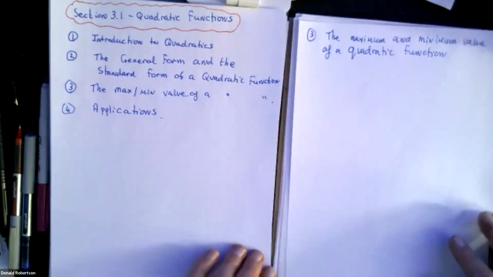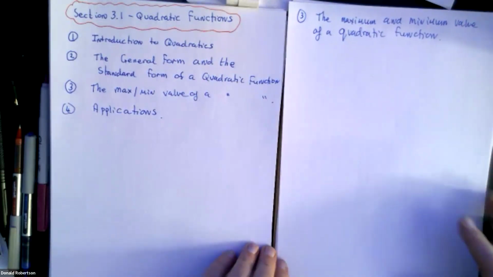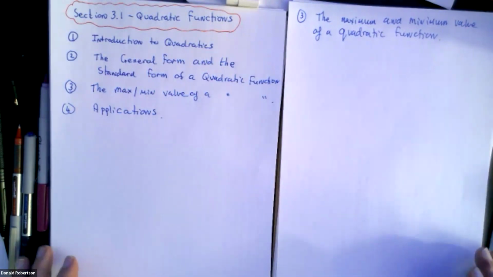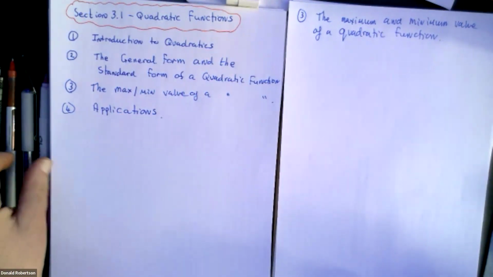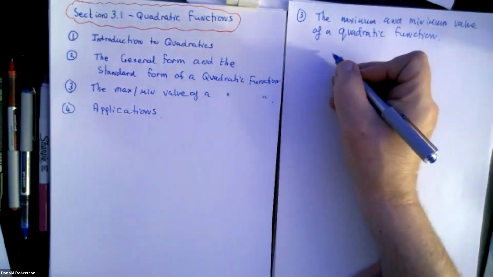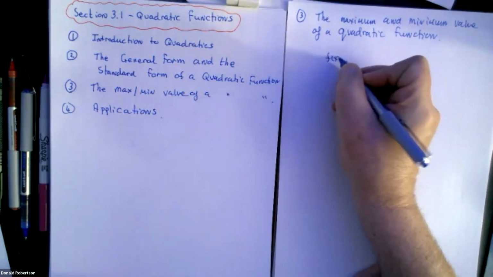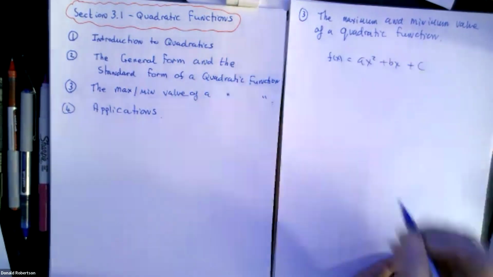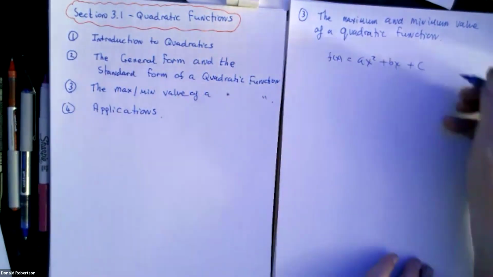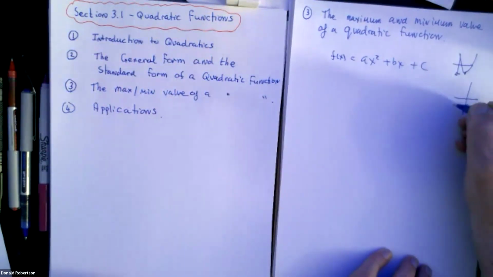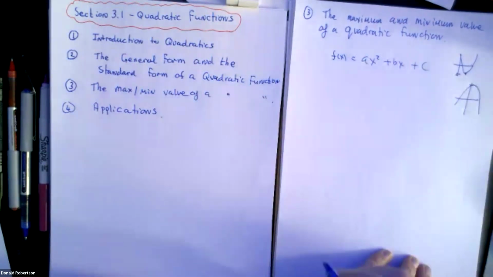Well, hello everyone. We're now dealing with our third section. This one's going to be relatively quick because the questions are very straightforward. What is the maximum or minimum value of a quadratic when it's written in its general form? If you have a quadratic written in this format, it can only be one or the other, right? If it looks like that, it's going to have a minimum value, which is the y value here. If it looks like that, it's going to have a maximum value.